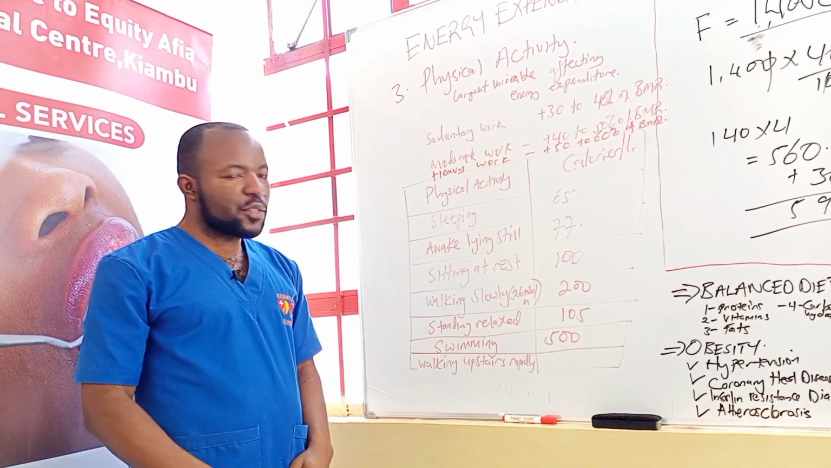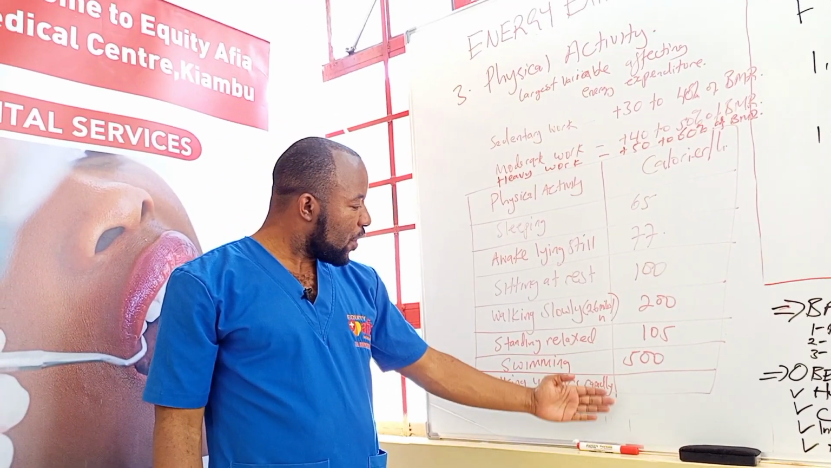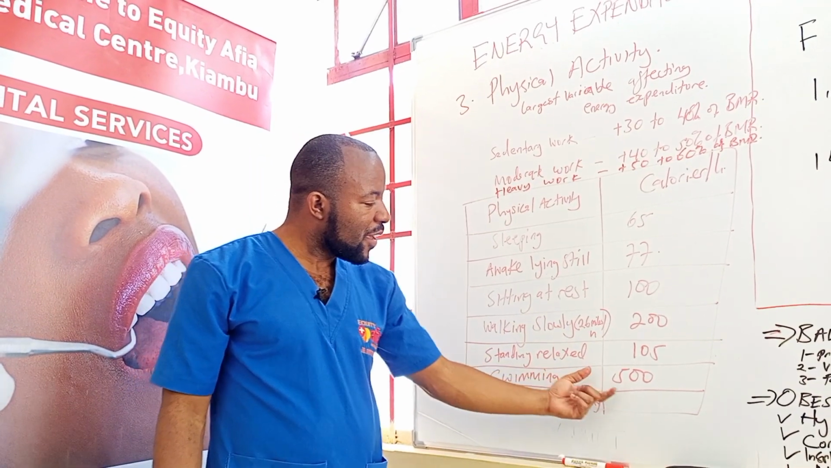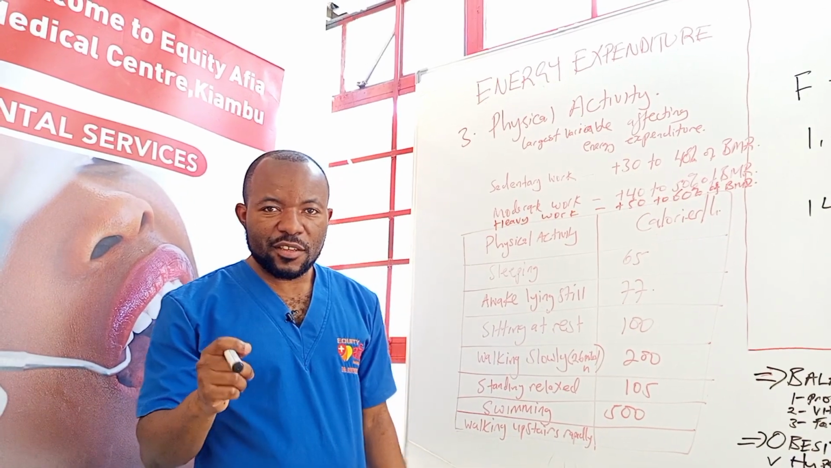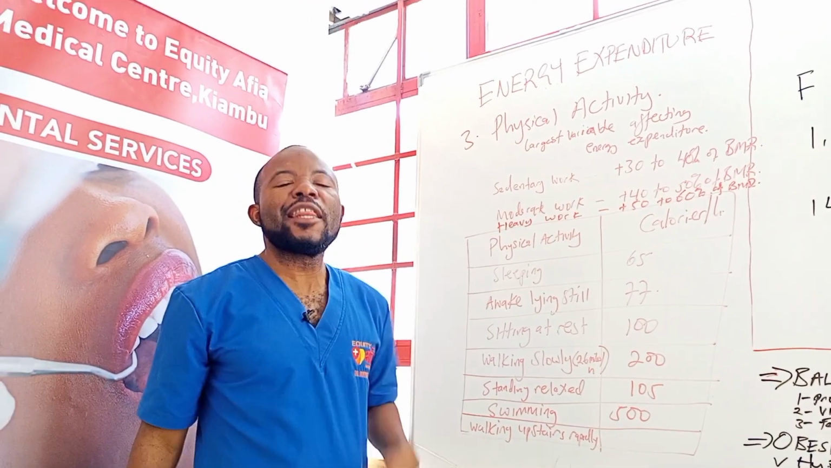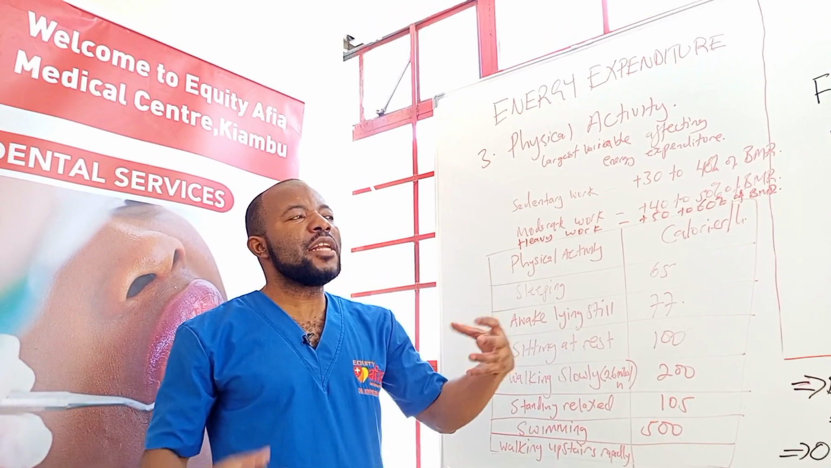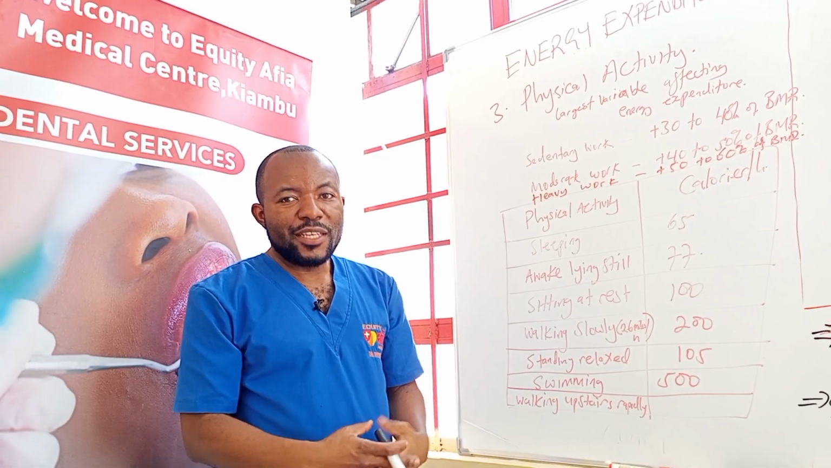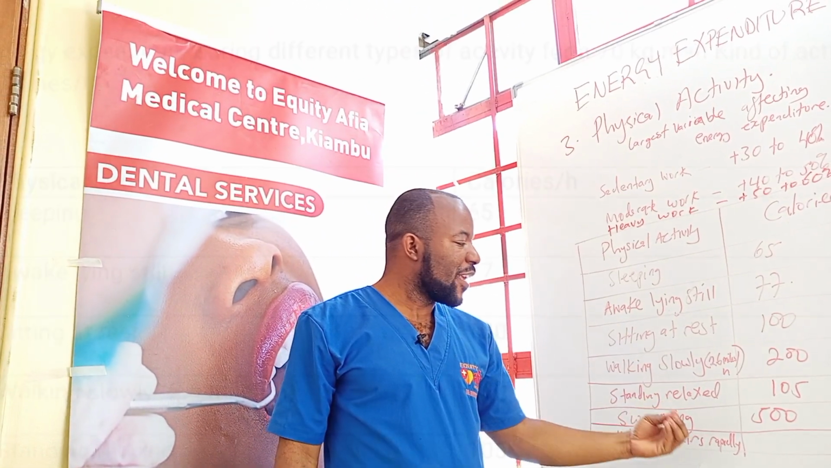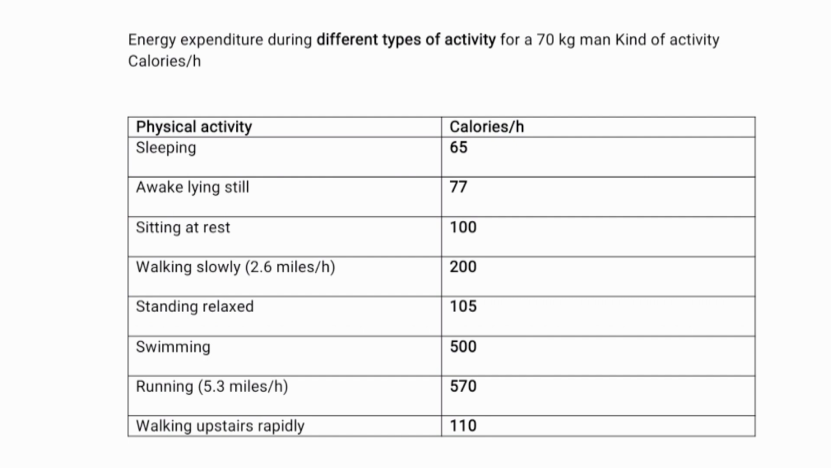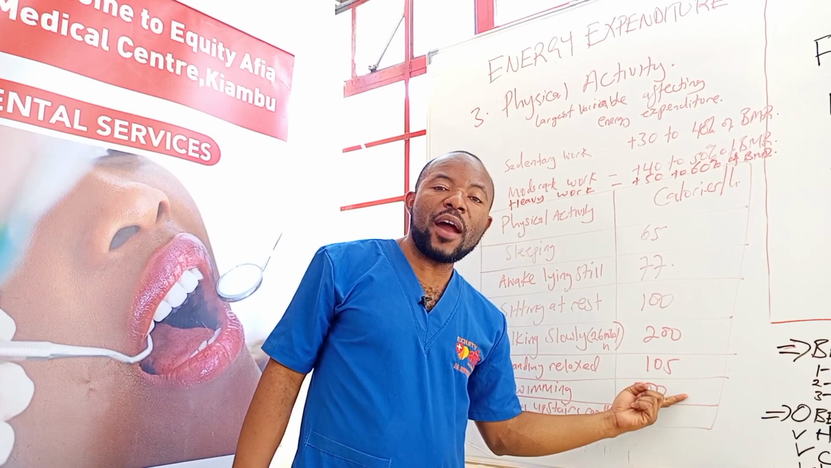Now swimming, this is very important. By far of all the activities here, swimming has got the highest. It is 500. It means instead of walking in the evening, walking many miles, and it's hard to walk, by the way, they don't even walk a lot of miles. Instead of walking, go and swim. Because swimming will help you lose 500 calories per hour.